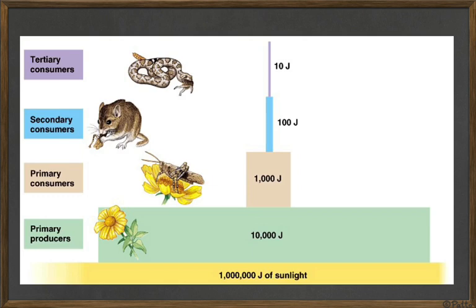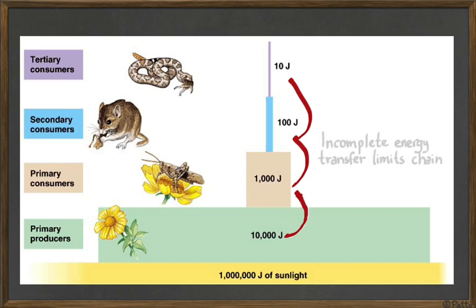So what we see here is that we are losing 90%. Only 10% of the energy is going to the next level, so the energy gets reduced 10 times, reduced 10 times, reduced 10 times in every trophic level. As a result, because of this incomplete energy transfer, the length of the food chains is going to be limited. There's a limit on how long a food chain can be.